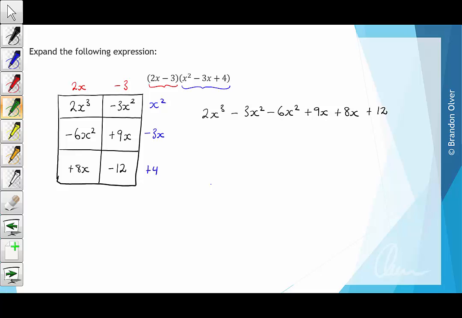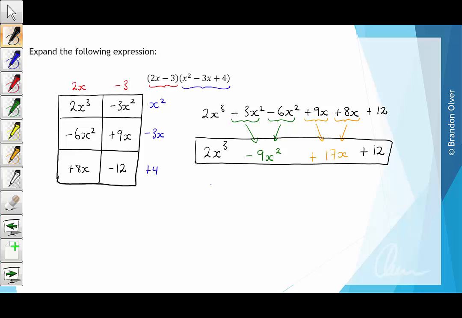So our like terms are everything with the same variable raised to the same power, so the negative 3x squared and the minus 6x squared will combine to give minus 9x squared, and the plus 9x and the plus 8x will combine to give plus 17x. And then the last two don't have any other like terms, so it's just 2x cubed minus 9x squared plus 17x plus 12. And that is the expanded form for the brackets above.